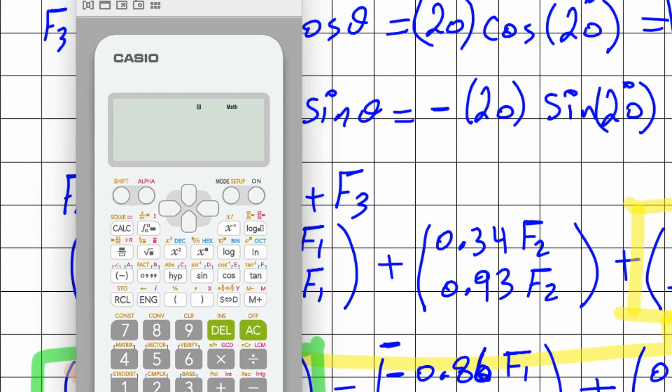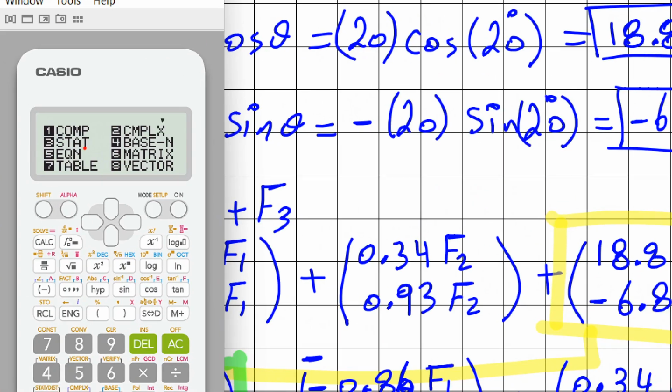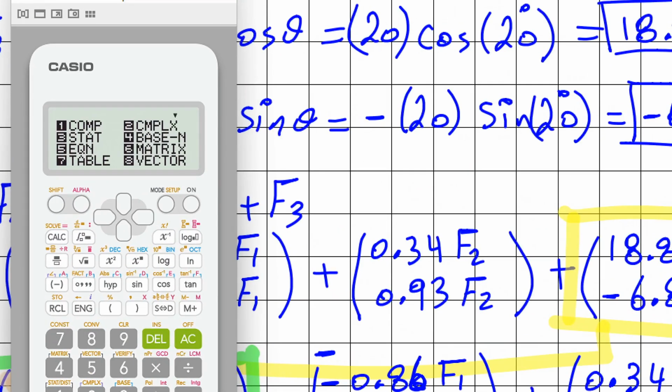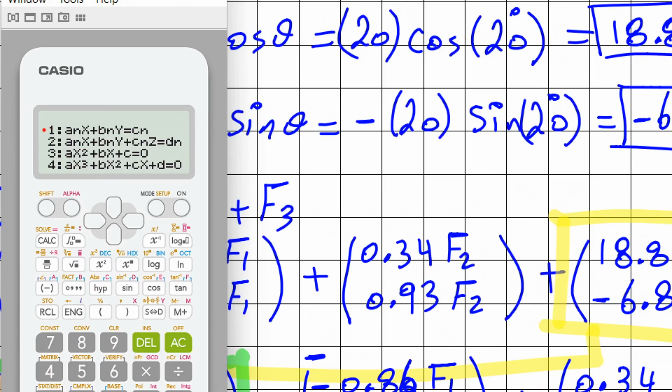First, press on the mode. Let's press on it. And we will get this list. We're gonna choose 5 for the equation. EQN here represents equations. Now, we're gonna choose 1 because 1 represents the simultaneous equations with 2 unknowns. So let me press 1.